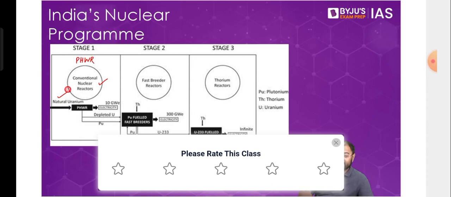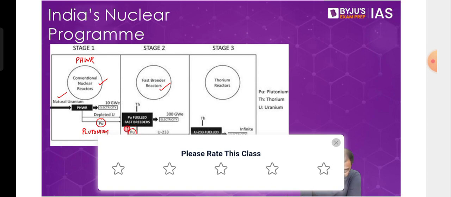Now this natural uranium, while the experiment happens and while the splitting happens into barium and krypton, etc., a lot of energy is released, and there is this byproduct which is plutonium. The byproduct that we have here in this reaction is plutonium. Now this depleted uranium or used up uranium plus plutonium will be used in the second stage of the reactor, called a fast breeder reactor, right? Fast breeder reactor, and from there on we get a lot of extra plutonium. So plutonium is used and we get plutonium.